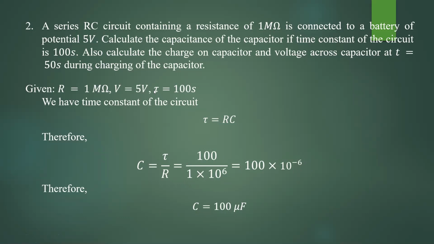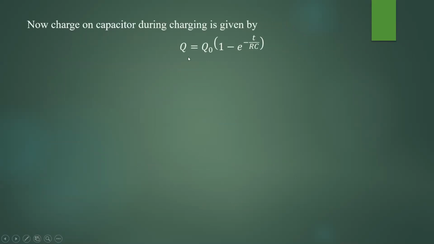Okay, that is the first question. Next, you have to calculate the charge on the capacitor and voltage across the capacitor at t is equal to 50 seconds. What is the charge? What is the voltage? Let us do that. What is the expression for charge? Charge is given by Q is equal to Q0 into 1 minus e to the power minus t by RC.